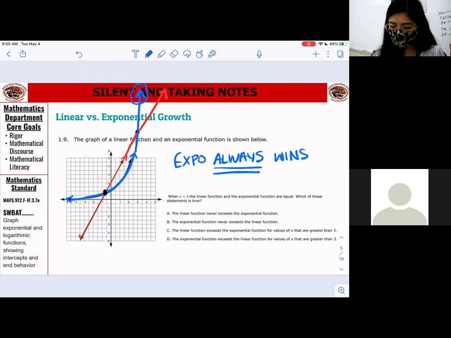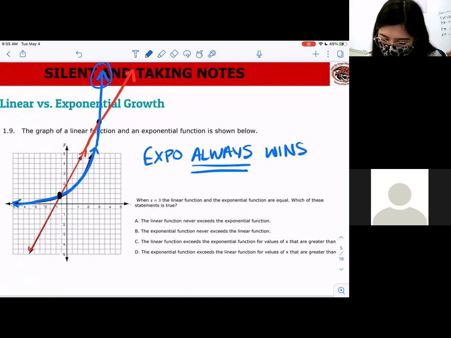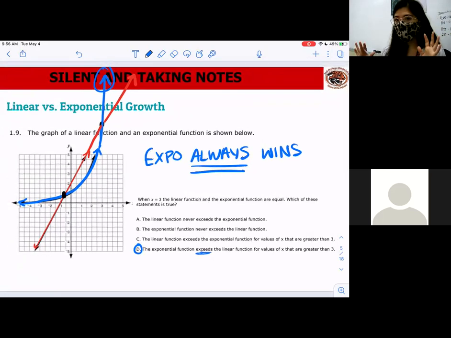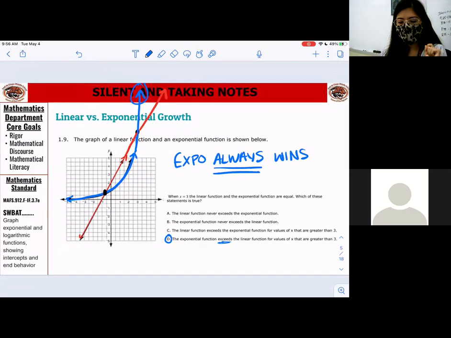Okay, cool. So if I answer this question, which one exceeds the other? The exponential function exceeds the linear function. It's gonna be D. Okay. Any questions on that concept? I know it's a little bit weird to grasp, but okay, cool. All right.